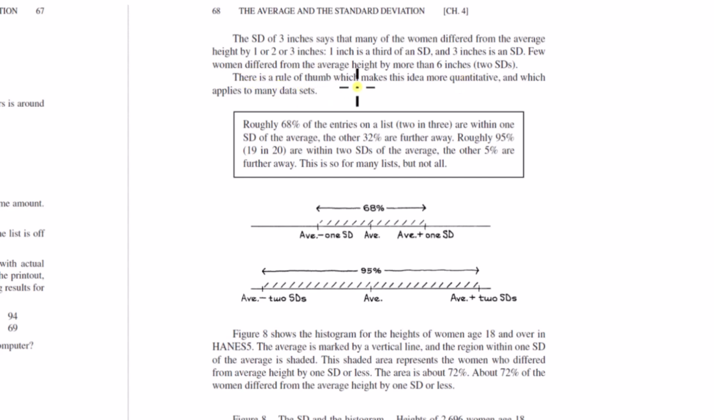There's a rule of thumb which makes this idea more quantitative and which applies to many data sets. Okay? Roughly 68% of the entries on a list are within 1 standard deviation of the average. The other 32% are further away. Roughly 95% are within 2 standard deviations of the average. The other 5% are further away. This is so for many lists, but not all.